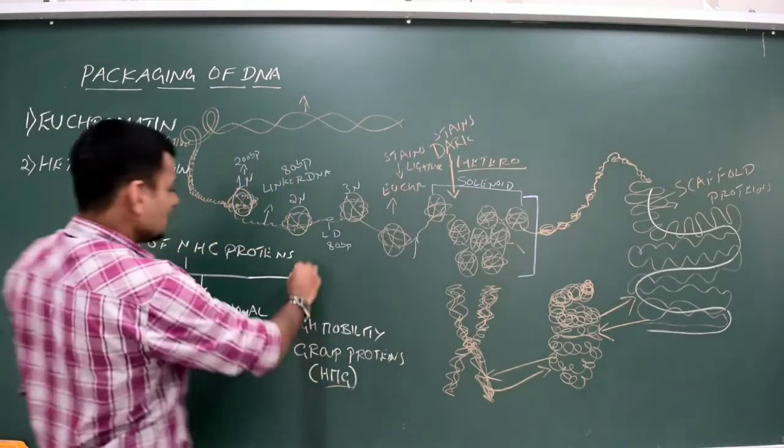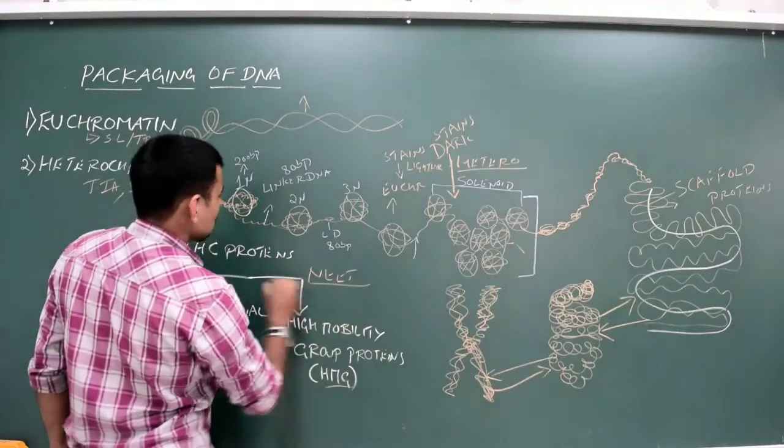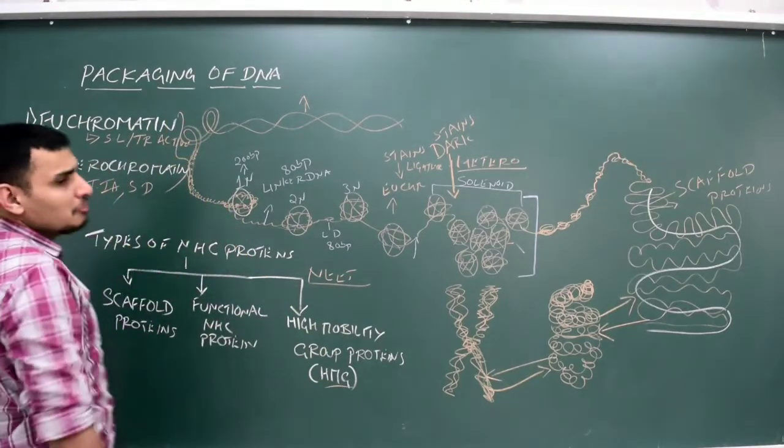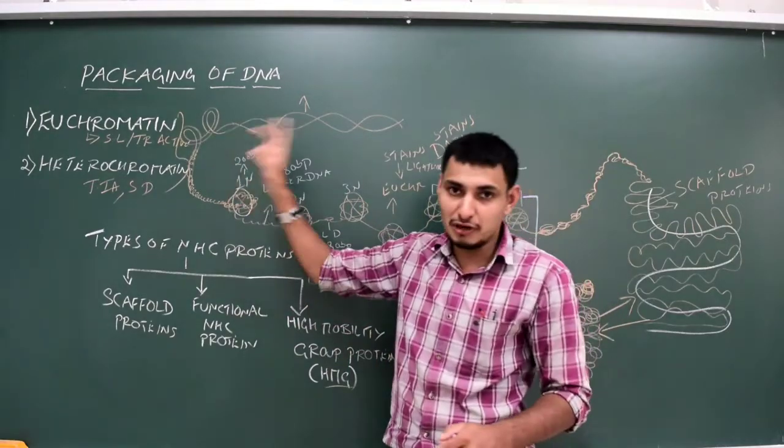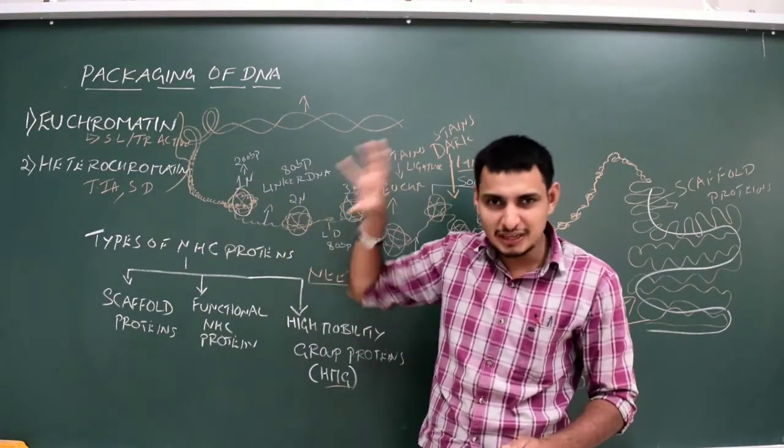Hope you understood this. This is only for NEET. For board, it is not required. But these two are very, very important for board. Euchromatin, heterochromatin. That's what I'm telling you now. Learn it. Very important. Don't lose 2 marks. It's very easy. Got it?